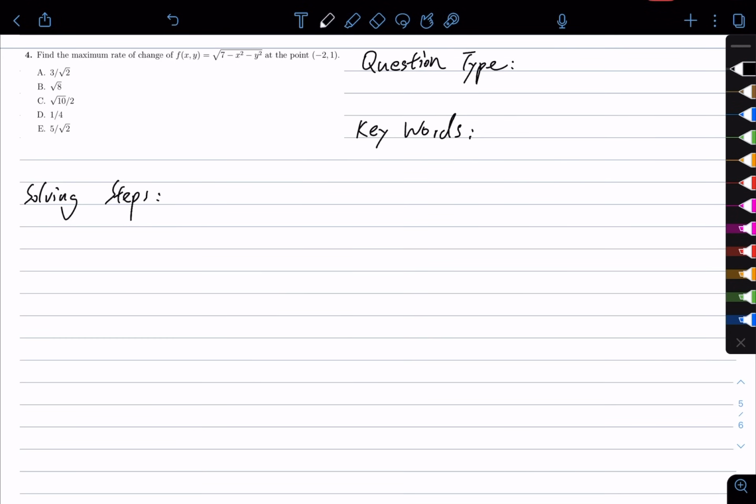Question number 4. Find the maximum rate of change of the function at the point (-2, 1). Okay, so this is not so obvious about what type of question it is, right? And that's where I think this strategy starts to become more obviously important. So this is a gradient of a function problem.